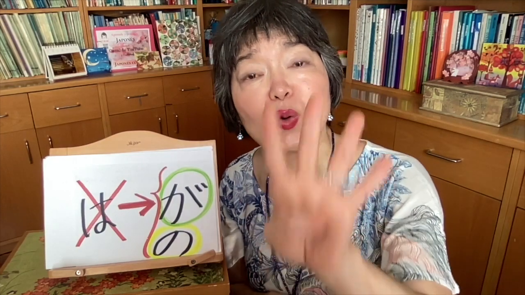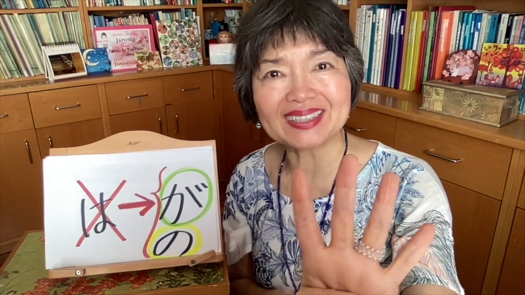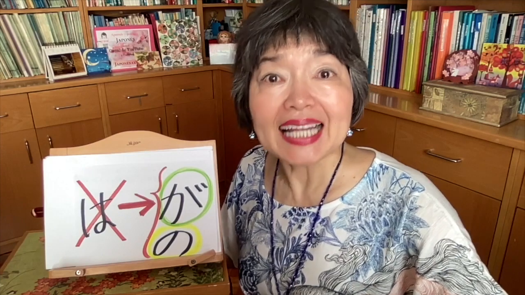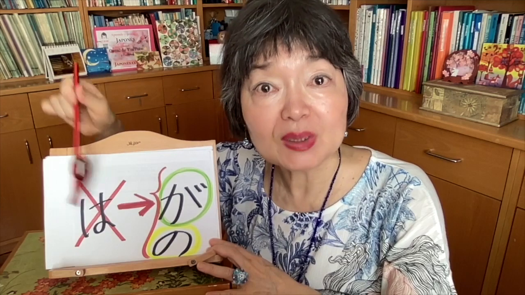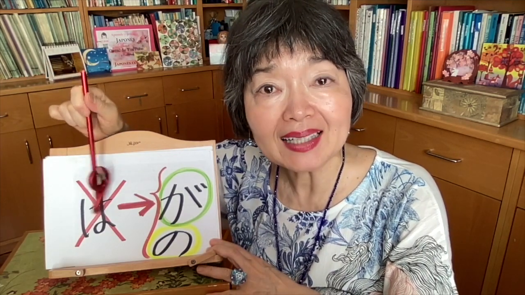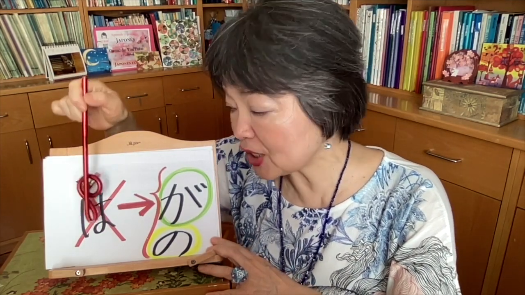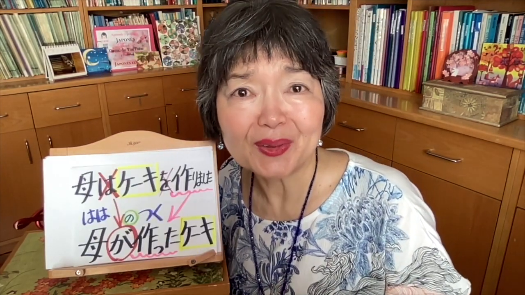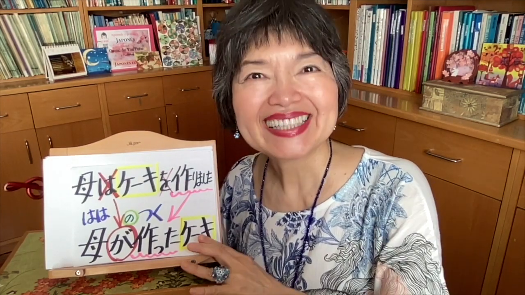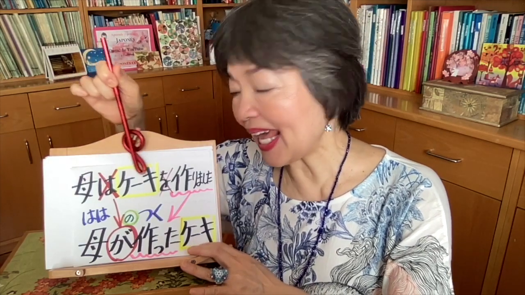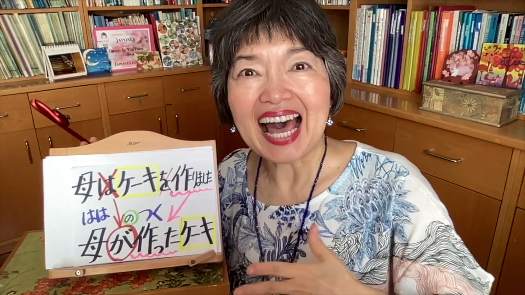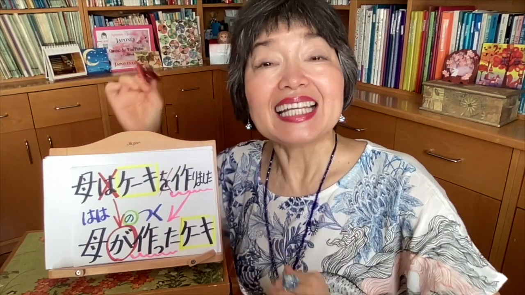Now the fourth rule, and this is also very important, about the particles. In the relative subordinate clause, the particle wa on the noun or subject, this wa must change to ga or no. It seems more difficult, right? But let's see the examples. My mother made a cake. 母はケーキを作りました. I want to change this into the sentence: the cake that my mother made.